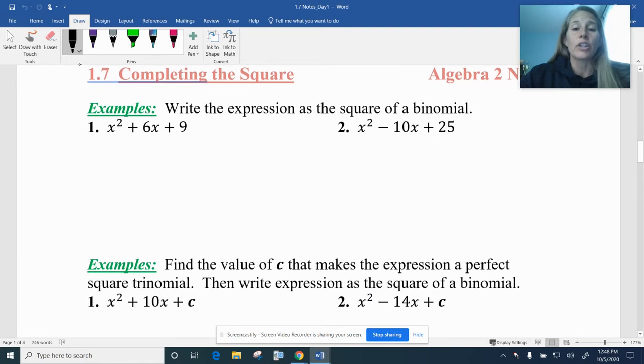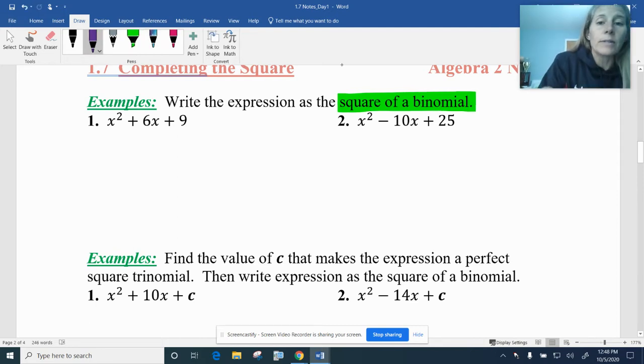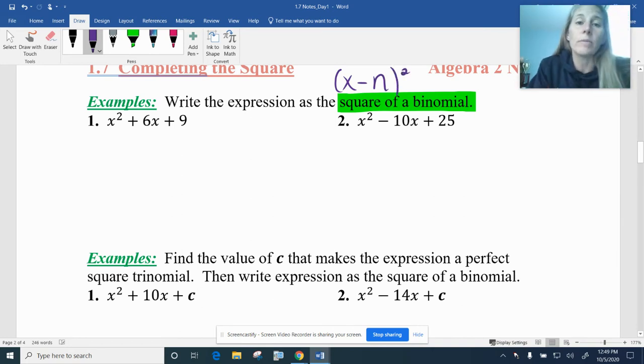So writing an expression as the square of a binomial. The square of a binomial is when you have x plus or minus some number, squared, which essentially means you had two factors that were exactly the same that you could then write once with a square on it. So this typically happens when you have a perfect square trinomial. And if you remember from our factoring lesson, a perfect square trinomial is when you have a perfect square for your first and your third term.